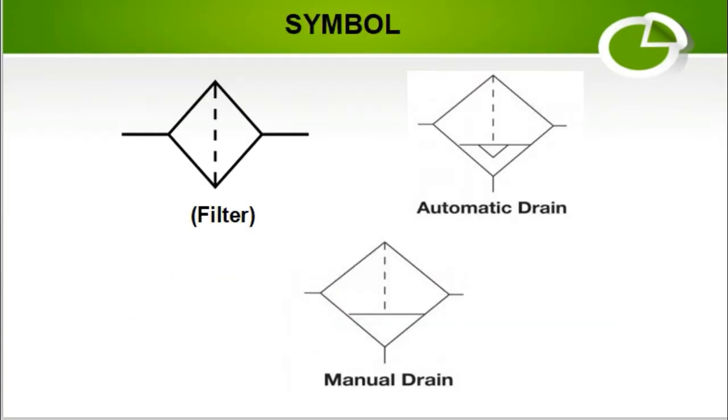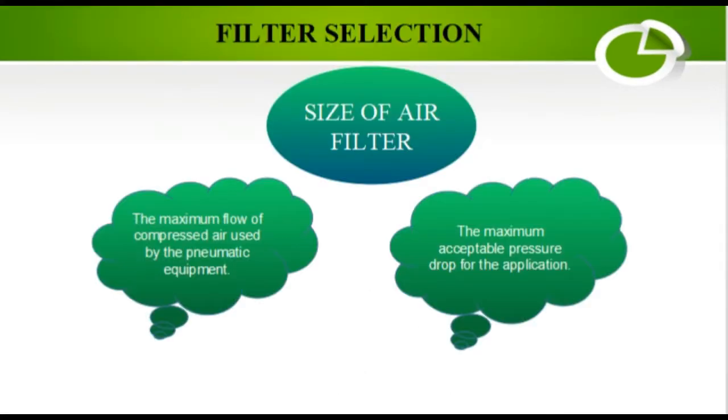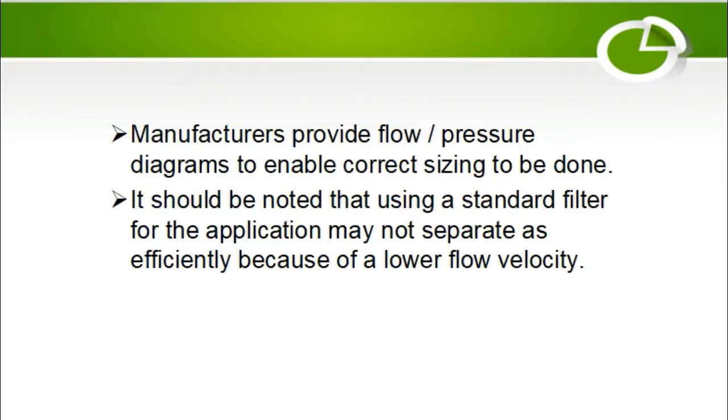Okay, this is symbol for filter, automatic drain and manual drain. Filter selection. Size of air filter. The maximum flow of compressed air used by pneumatic equipment. The maximum acceptable pressure drop for the application. Manufacturers provide flow or pressure diagram to enable correct sizing to be done.